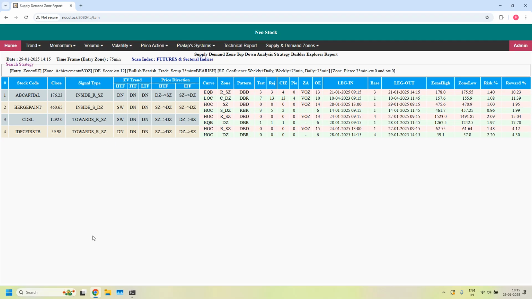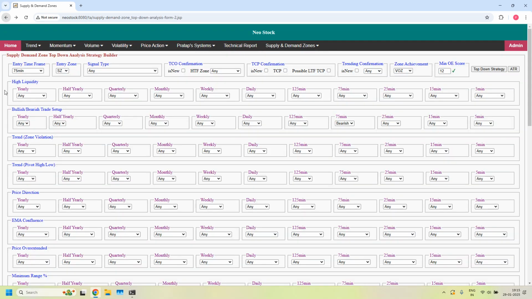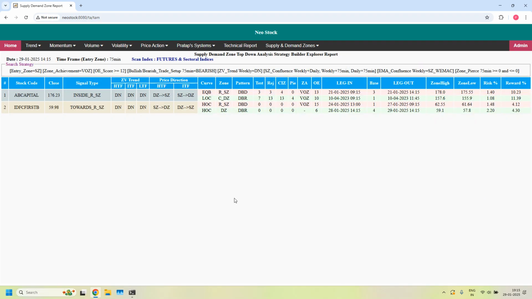If any of those 2 stocks are having weekly EMA confluence, then these 75 minute supply zones are much more high priority supported stocks. So in the EMA confluence, weekly time frame, I am setting the filter, weekly supply zone having weekly EMA confluence, and also in the trend, weekly time frame, I am verifying the stocks have a weekly trend having downtrend but not sideways. Let's verify. We got both the stocks.